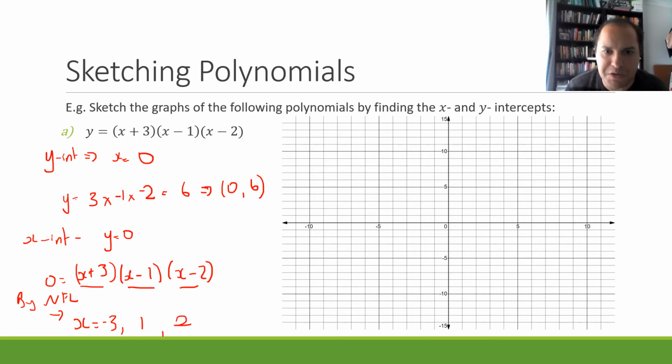So plotting all those points on our axes then, we've got an x-intercept here at -3, which is right here. We've got an x-intercept at 1 and at 2, and a y-intercept at 0, 6 up here.